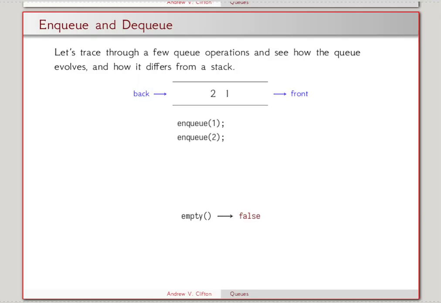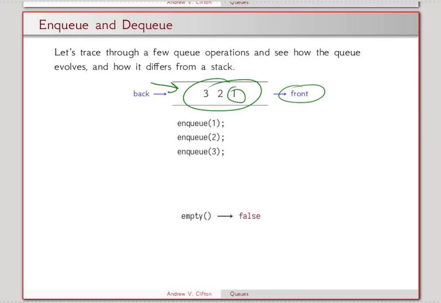Then we enqueue 2. So 2 comes in at the back, which has the effect of visually pushing 1 forward. And then we enqueue 3. So now the contents of our queue looks like this. 3 is the most recently added item. It's at the back of the queue. And then 1 is the oldest item. It is at the front of the queue. And of course, empty is false now because the queue's not empty.